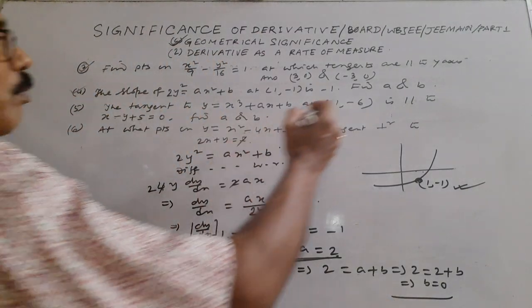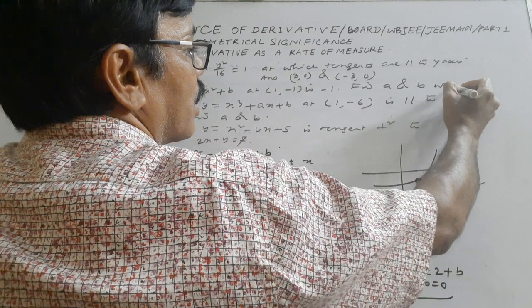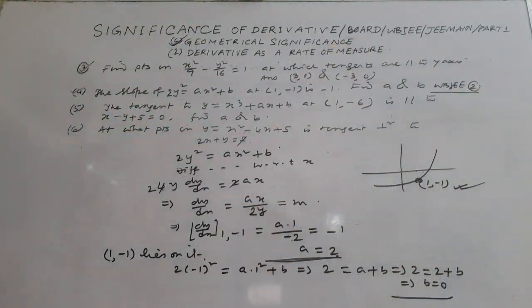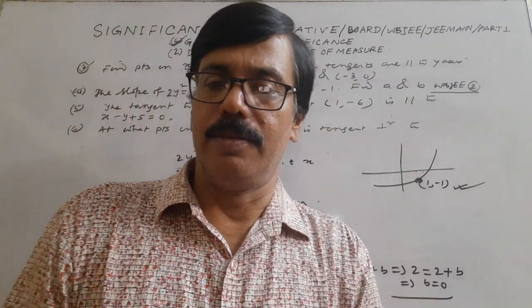So this is a WBJEE problem, a 2-mark problem. So very simple.